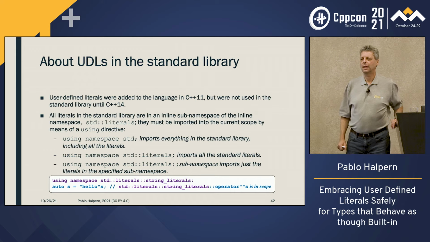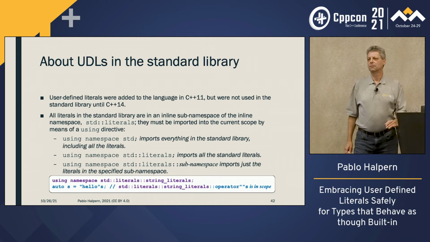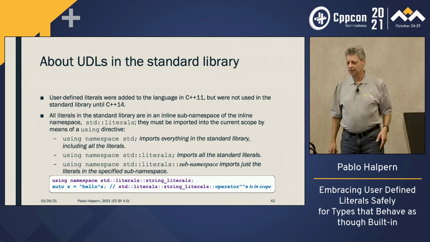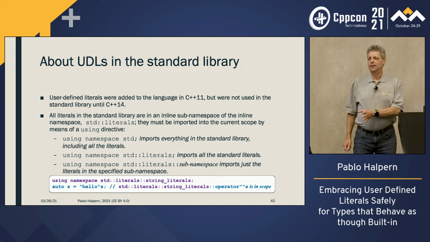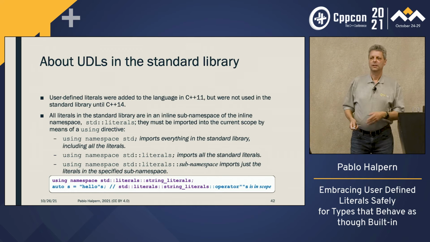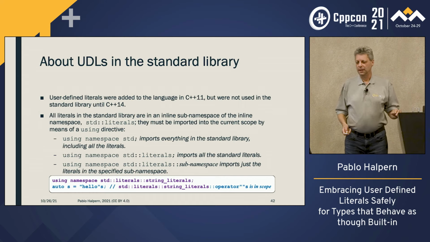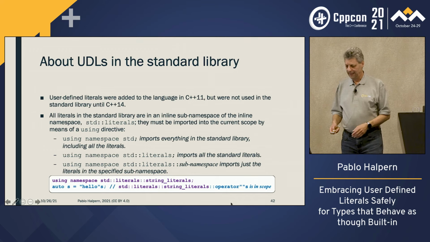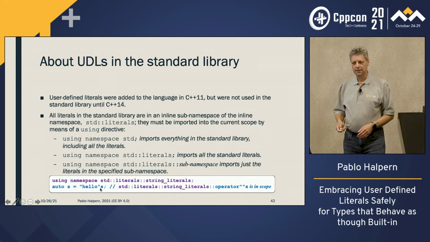Okay, now we can get into how this is actually used, and I'm going to run through the standard library quickly so we can see the use cases. In the standard library, there's an inline namespace called literals, and then specifically grouped literals for things like strings and so on are in sub-namespaces under that. So if I wanted to use user-defined literals for strings, I would use the using namespace directive, I would get the string literals, and I would then be able to just use the suffix s.